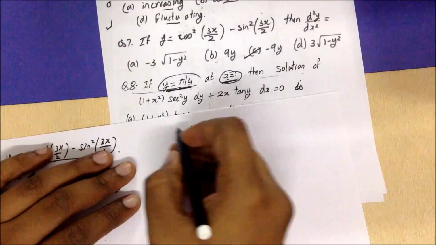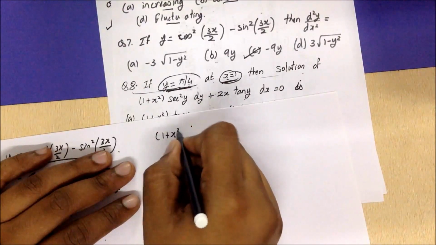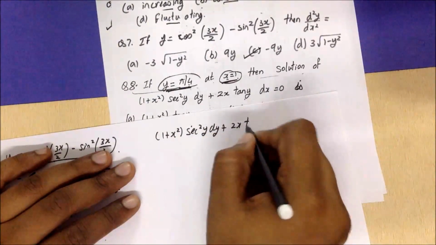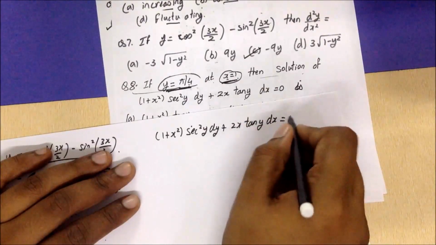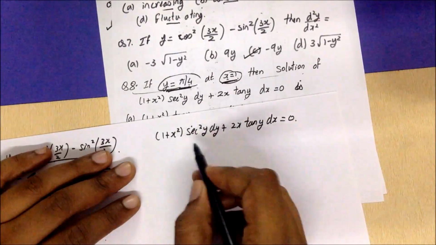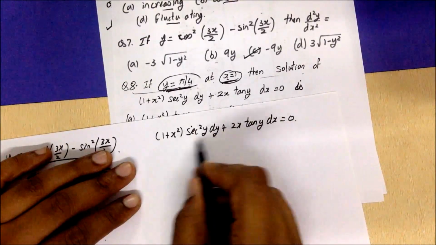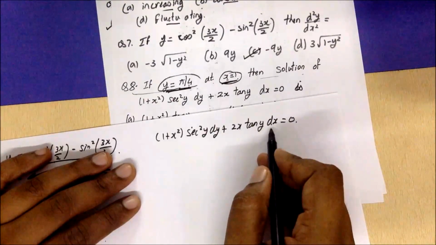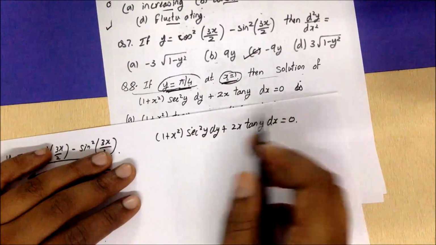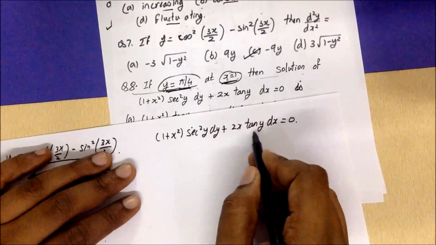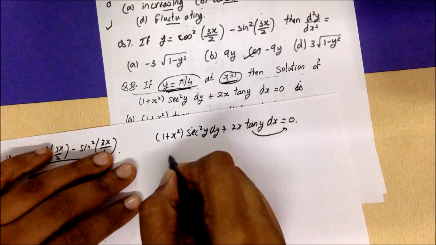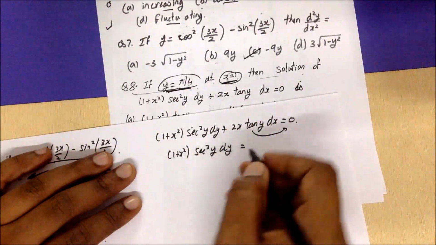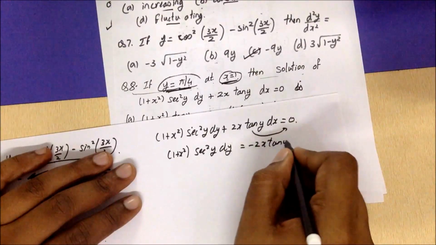Let us first consider the equation which is given to me, that is (1 plus x square) sec square y dy plus 2x tan y dx. Now what you can observe is that all the x terms and the y terms are pretty much separated. What we have to do is bring them together. Wherever dx is present, you bring the x terms. Wherever dy is present, bring the y terms. So first of all, let us take this term on this side. So you'll be getting (1 plus x square) sec square y dy equals minus 2x tan y dx.